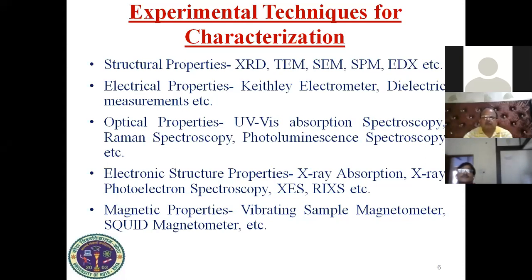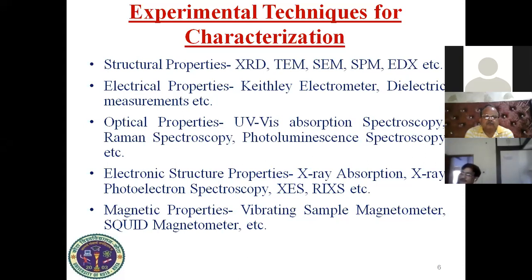For structural properties, we can take techniques such as X-ray diffraction, transmission electron microscopy (TEM), scanning electron microscopy (SEM), scanning probe microscopy (SPM), and EDX. All these techniques take a lot of time to analyze, so we have to be selective about how much we are going to study the structural properties. Electrical properties we can study with the Keithley electrometer.